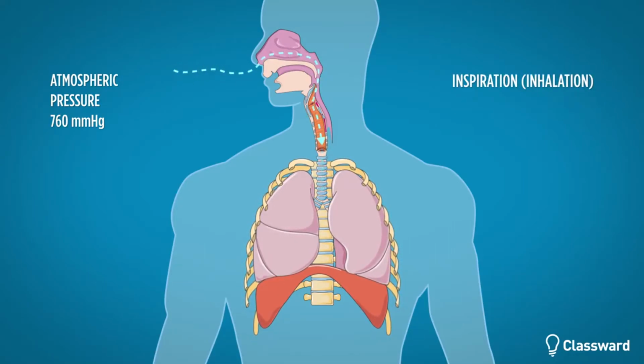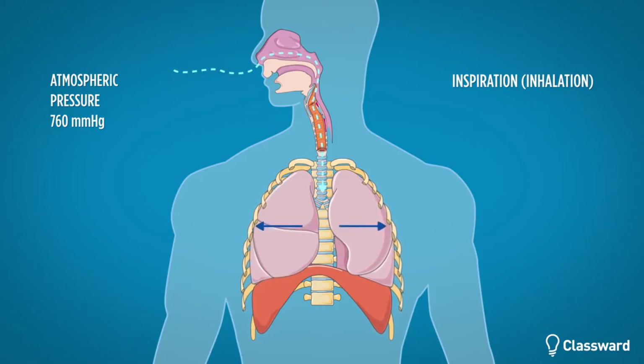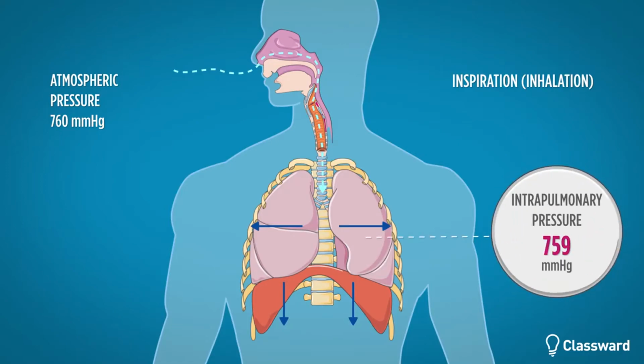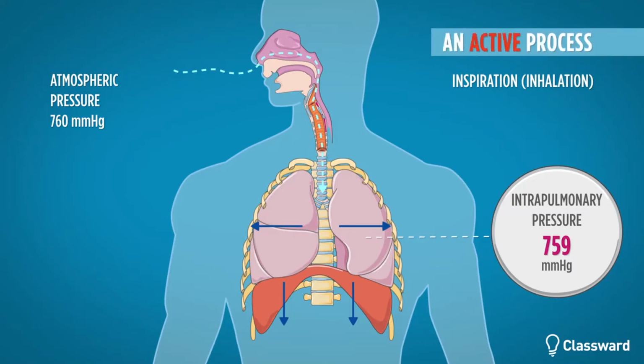During inspiration, the intercostal muscles will contract and move outward. The diaphragm will contract and move downward. Notice how this increases the volume in the thoracic cavity and subsequently lowers the pressure inside. As a result of the larger volume, the intrapulmonary pressure has dropped within the lungs to 759 millimeters of mercury, causing air to be drawn in from the outside. Due to the contraction of the muscles, we call inspiration an active process.